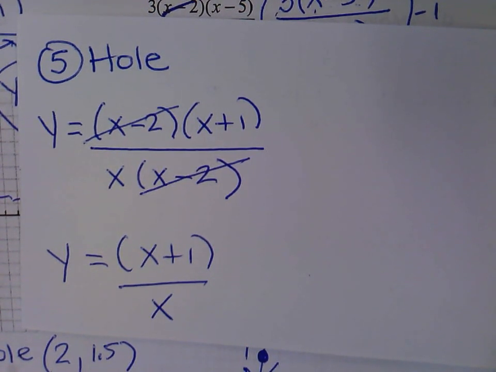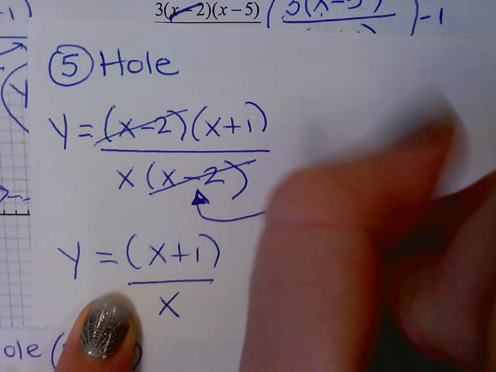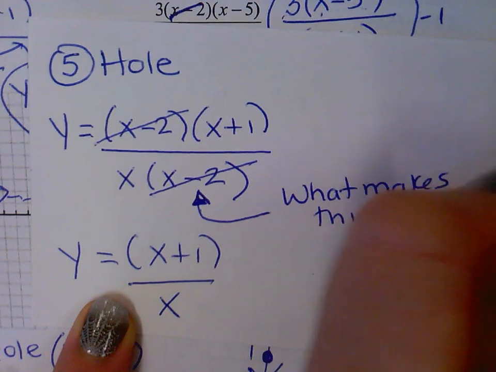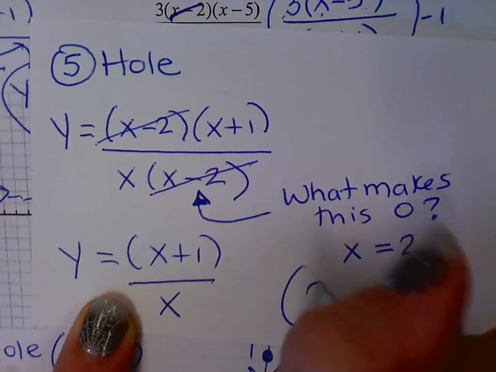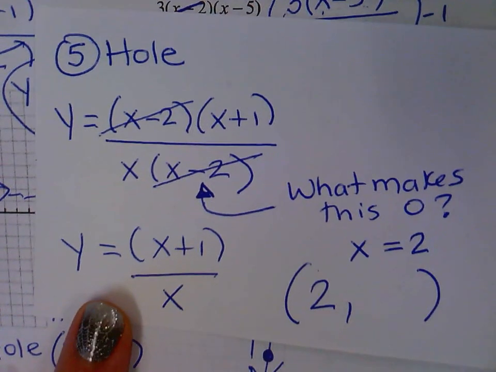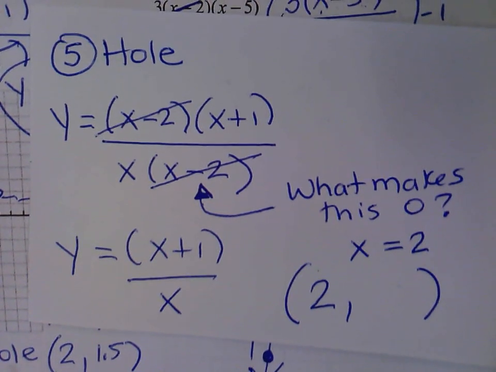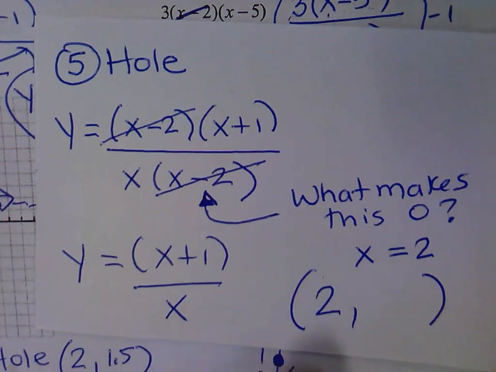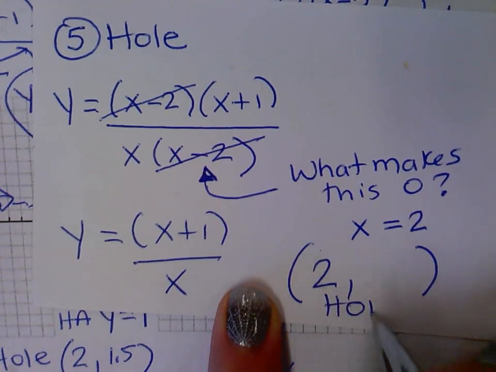And then I have to explain, how do I find the hole? Put an arrow to this factor. What makes this 0? So when x equals 2. Does that help you figure out how to find the hole? So whatever you canceled, what should have made that 0? 2. So that tells me my hole is at 2. I'm going to write hole underneath this.